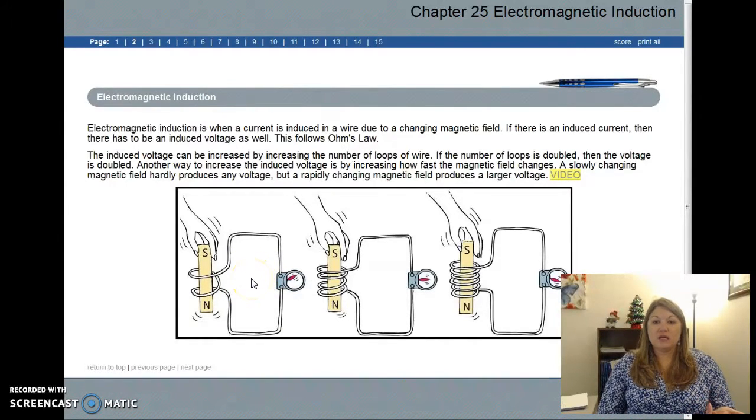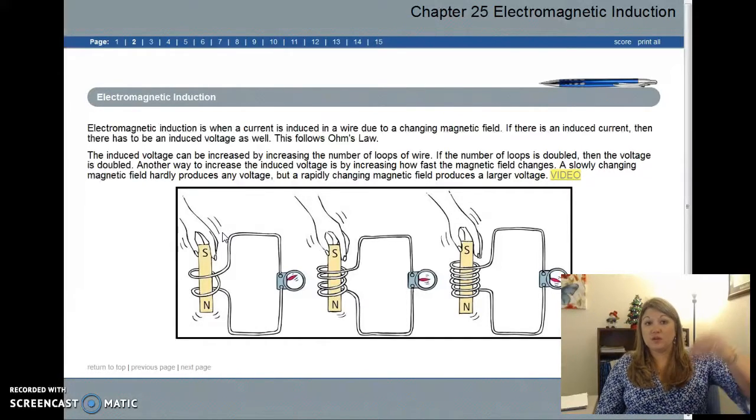Now, how can we increase that voltage? Well, you can increase the number of loops as you see in the picture here. You can increase the speed with which the field changes. If you go real super slow, you might not even see any voltage. But if you go really fast, you're going to see a voltage increase.